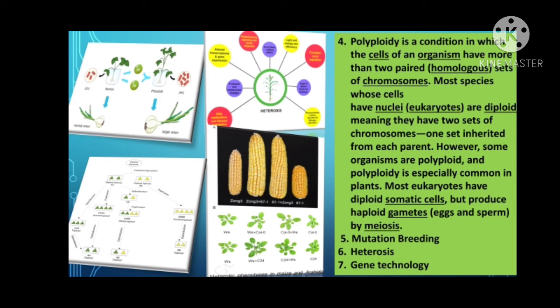Okay, so these are some examples of these mutagenic varieties. It's mentioned according to the different places, so just go through them. Now then comes your heterosis.